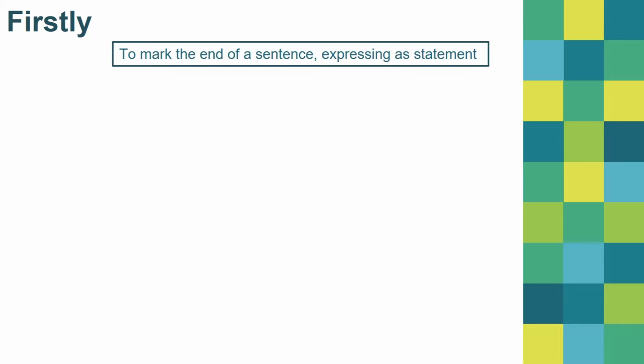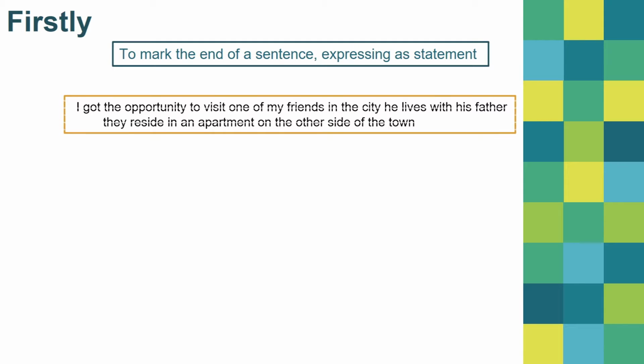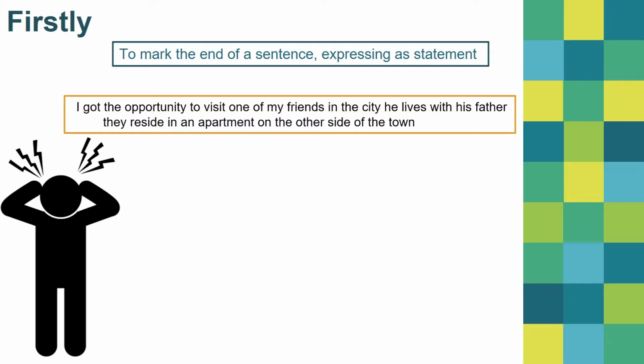To end the sentence, we use a punctuation sign. Firstly, the period is used to mark the end of a sentence expressing a statement. To understand it clearly, try to read this. I got the opportunity to visit one of my friends in the city. He lives with his father. They reside in an apartment on the other side of the town. So, as we can see, nothing is clear. No time to breathe. Am I right? After use of period, meaning gets clear.